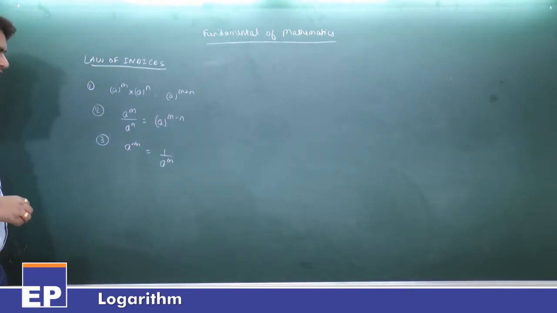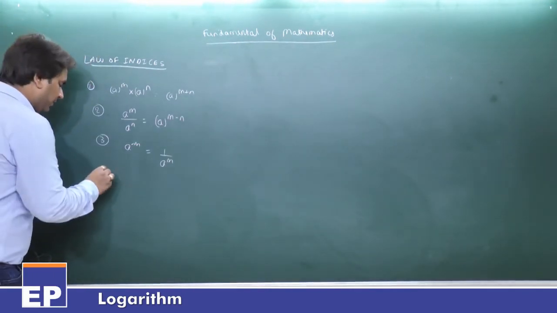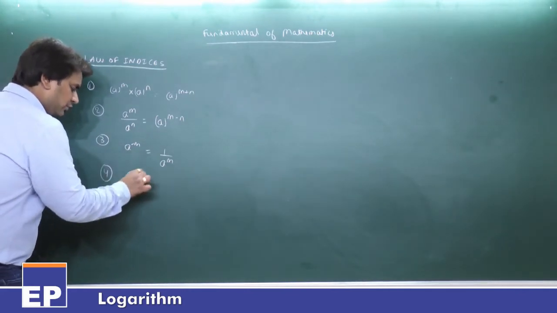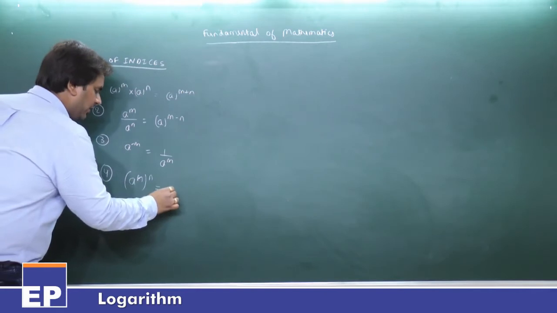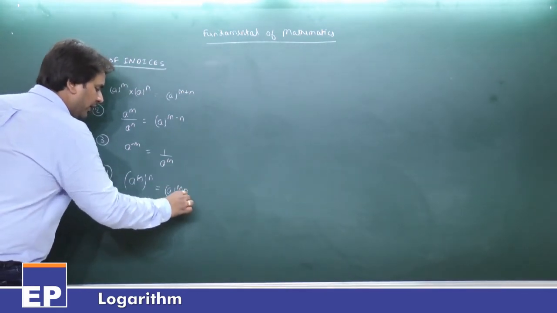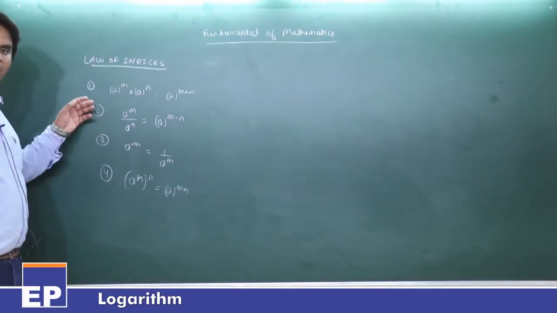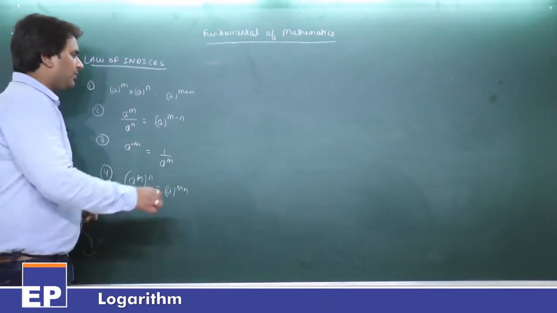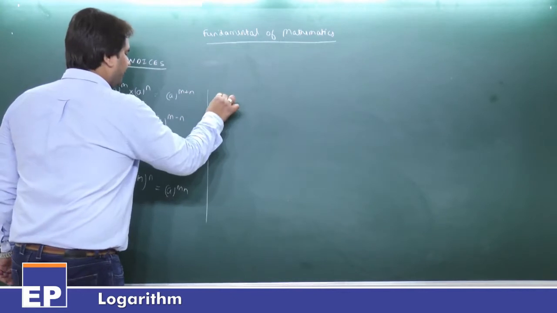A to the power minus m will be equal to 1 upon a to the power m. Write down the fourth formula. (a to the power m) to the whole power n will be equal to a to the power mn. You should remember this formula because some students have confusion in these formulas, so you should remember it.